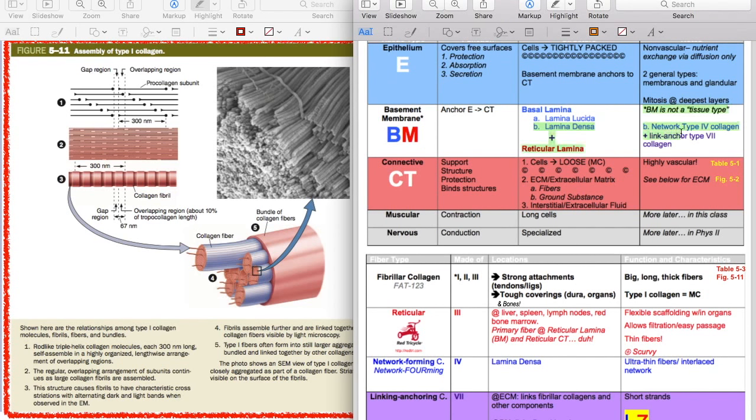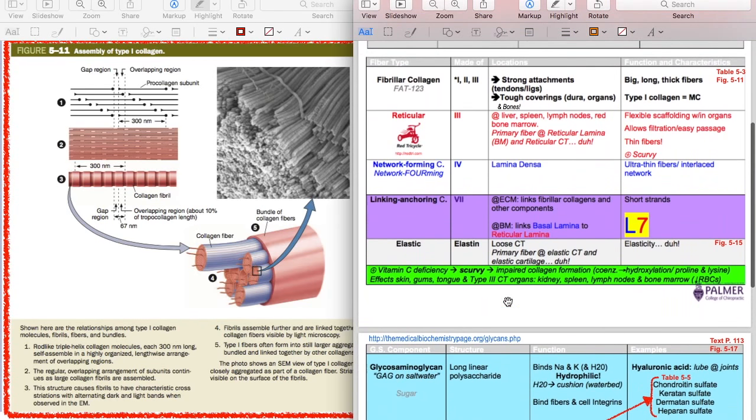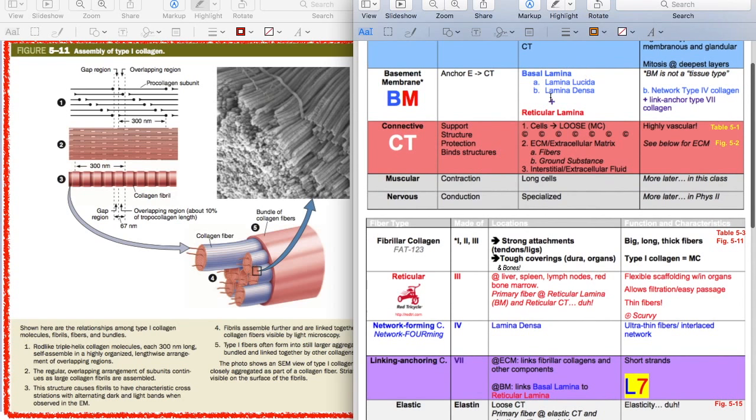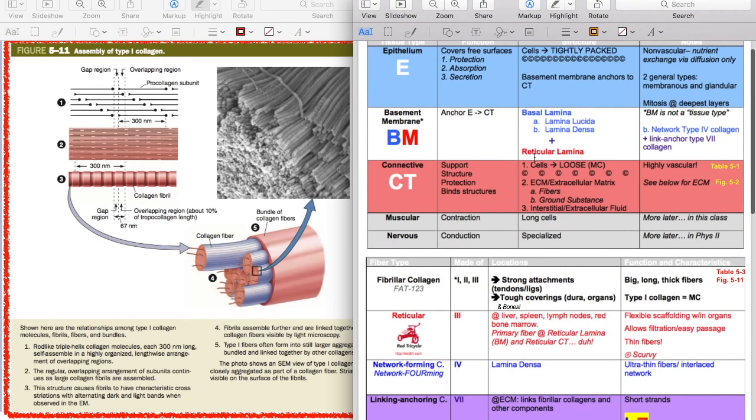This is a small space here. The basement membrane is a thin layer between a row of epithelial cells and the connective tissue below it. So it's small, if that helps you understand it better. Now getting into this purple row here, we talked a little bit about linking, anchoring, L7. Type 7 collagen forming the bond between the basal lamina of the epithelium and the reticular lamina of the connective tissue below within the basement membrane.